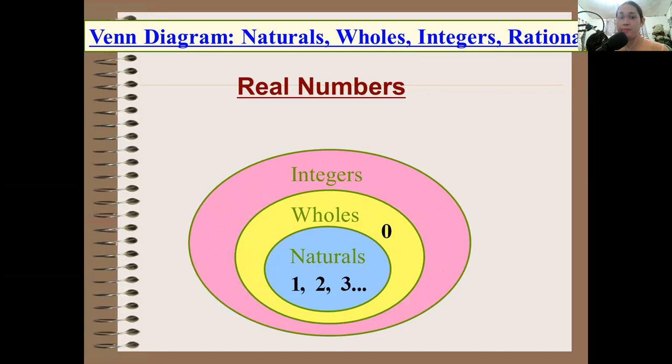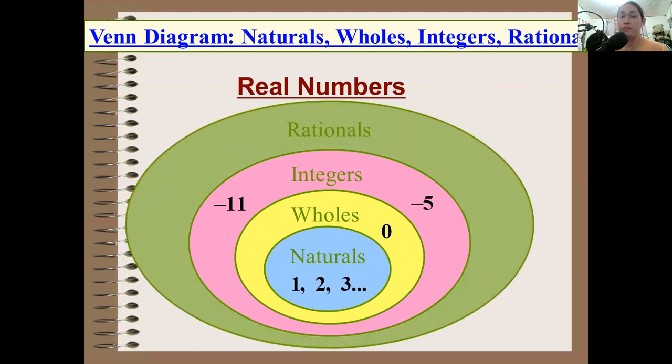And of course, they are under the family of integers. So integers are part of real numbers, and also natural numbers and whole numbers are part of integers. Example, -11 and -5. And of course, integers are part of rational numbers. So in short, the subsets of real numbers are rational numbers, integers, whole numbers, and natural numbers. Of course, we have to include the irrational numbers as part of real numbers.